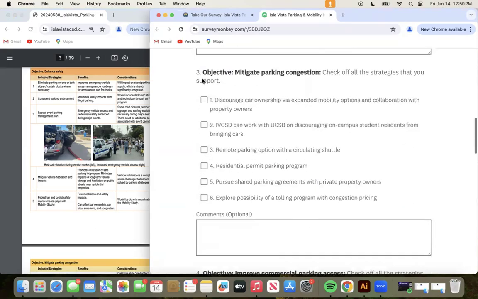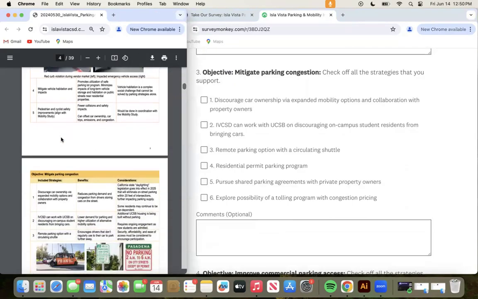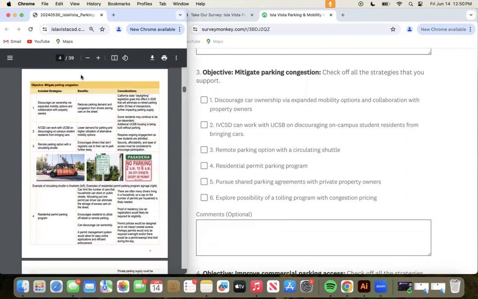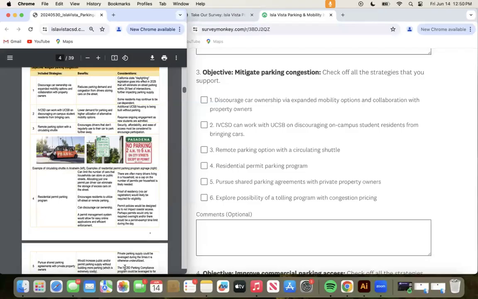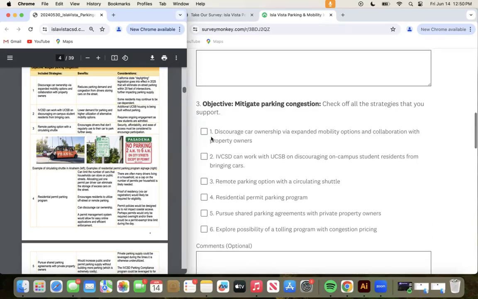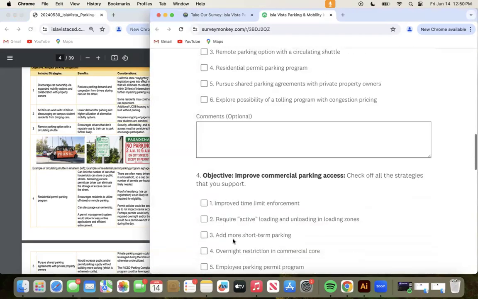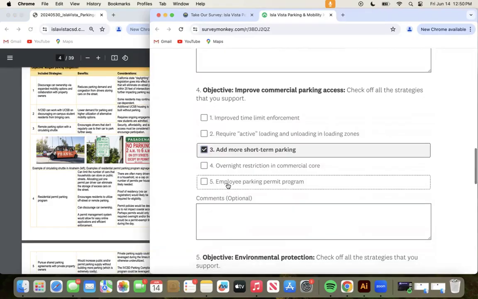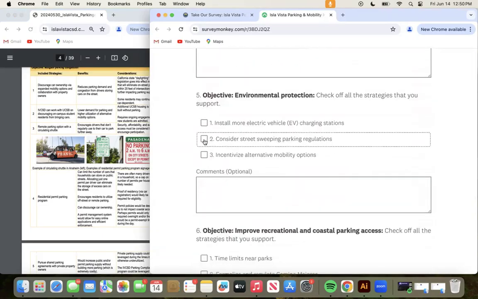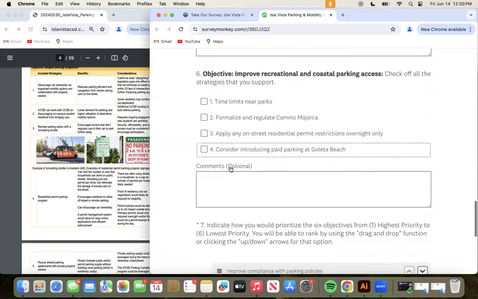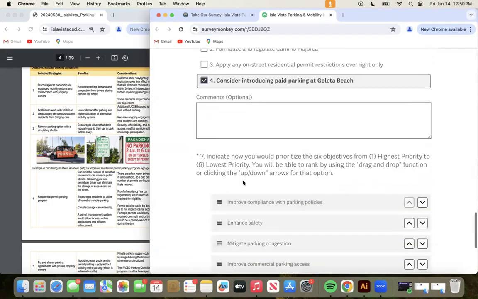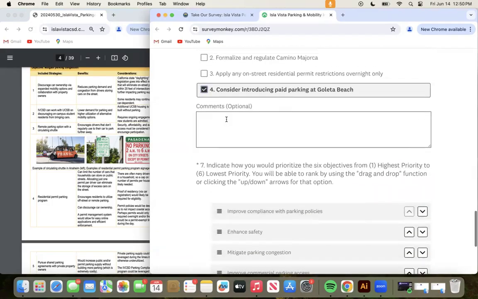And again, objective number 3 here, mitigate parking congestion. I'm going to scroll down to where it says that in the packet, mitigate parking congestion. All of the strategies are listed here, and all of the strategies are explained in the information packet below. So you will go through each of the objectives and each of the strategies and check off what you support. Again, I am arbitrarily choosing which ones I support for the purposes of running through this tutorial.